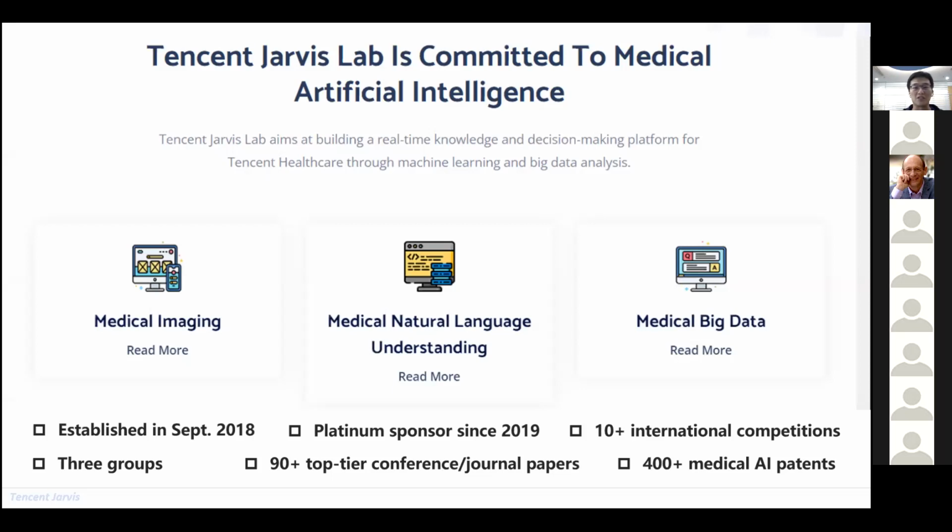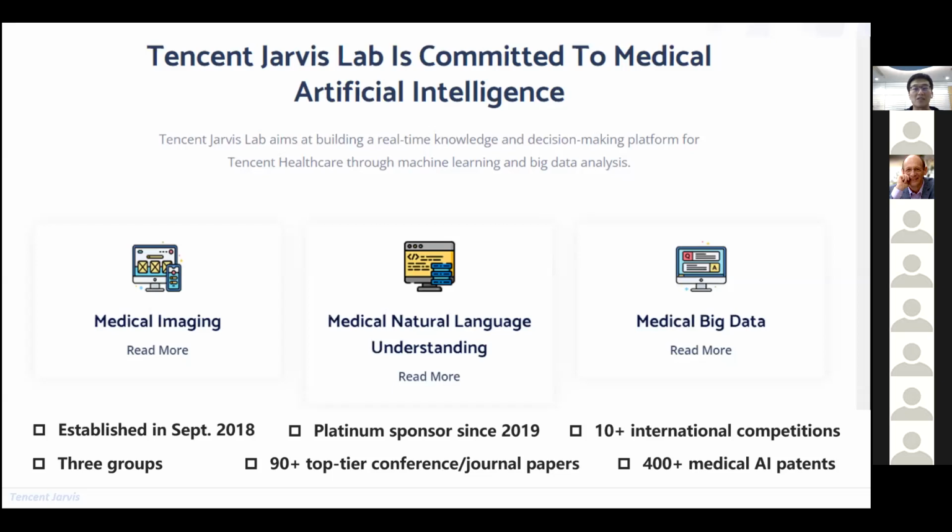here. So Tencent Jarvis Lab was established in 2018 in Shenzhen, China, and it's a laboratory dedicated to medical AI. Here we are committed to building a real-time knowledge and decision-making platform for Tencent healthcare through machine learning and big data analysis. And we also aim at providing safe and reliable AI products and accelerating the marketization in the medical field. And by the way, we actually have been a platinum sponsor of the MICCAI conferences since 2019.